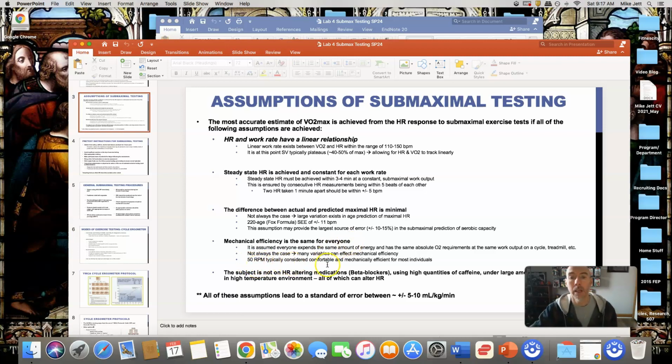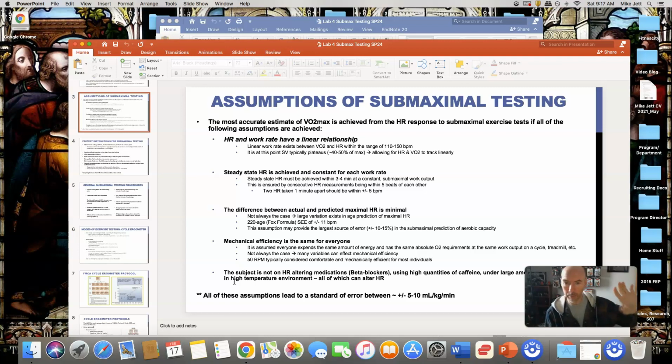The last point, we assume that the subject is not on heart rate altering substances. That could be medication, caffeine, large amounts of stress. Again, the environment being very hot or humid can influence the heart rate as well. You don't typically want to have a subject not take their medication. You could, though, recommend that they not drink coffee beforehand, or you make sure your room is thermoneutral. You can control for that the best that you can. Typically, you're not going to have someone not take medication, but you would want to be aware of it.